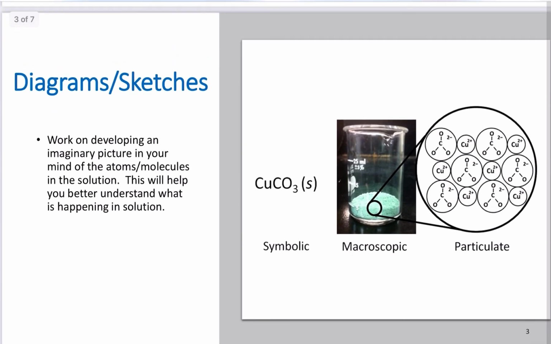We do want you to be very proactive in trying to think about what this stuff means. If you can see this in your mind, it will actually make your life a lot easier in this class. One of the most difficult parts of chemistry, besides learning the foreign language and the math problems that we do, is that it's really hard to see what's happening at the molecular level. Sketching this out or writing out diagrams could benefit you greatly as you try to determine what's actually happening. So try working on developing an imaginary picture in your mind of the atoms or molecules in a solution.